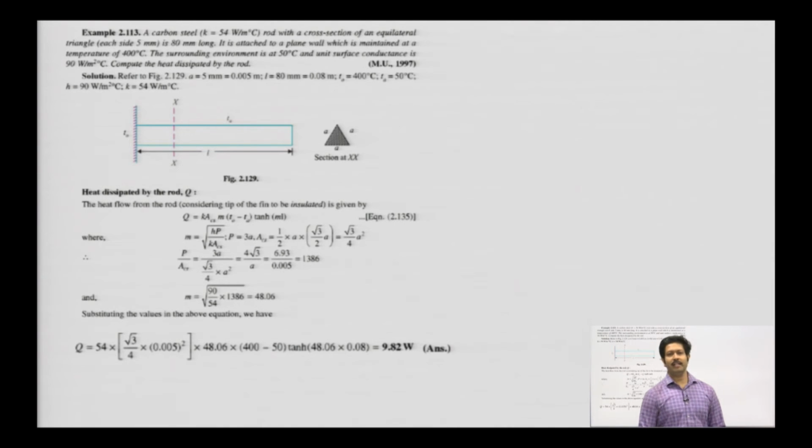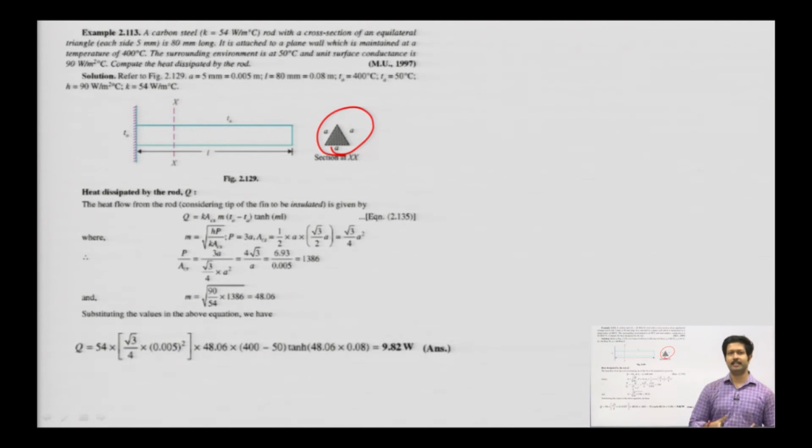Okay. Now let's come to another numerical. This numerical says that a carbon steel rod having thermal conductivity 54 watts per meter degree Celsius, with a cross section of an equilateral triangle, okay, you can see it's an equilateral triangle. We all know that in an equilateral triangle the sides remain the same. It is 80 mm long.